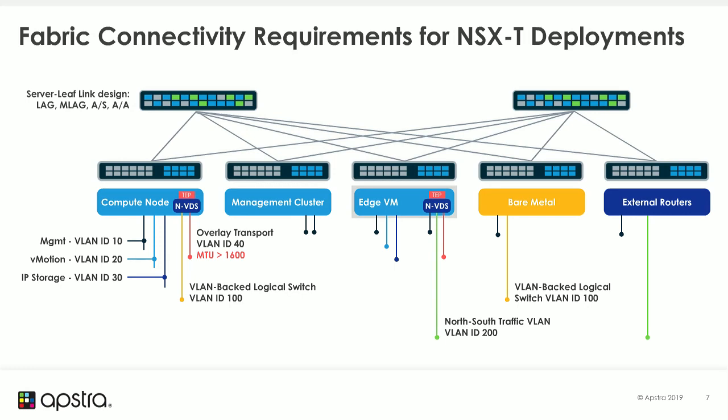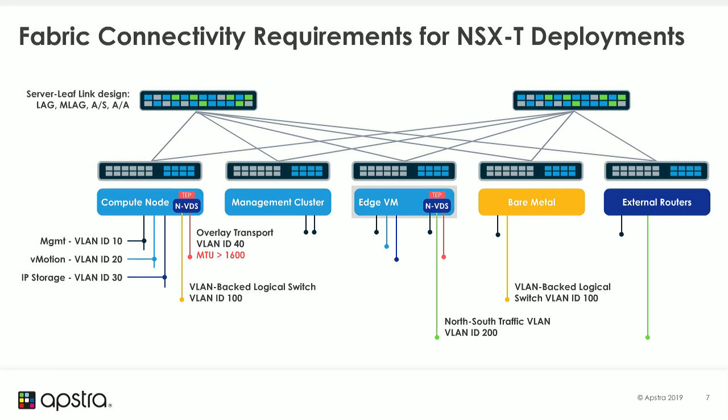Each of this traffic is going to be segmented on the server side using a different VLAN ID. My management cluster and my management nodes are going to require connectivity to the same management network that is used by the compute nodes and the edge VM nodes.